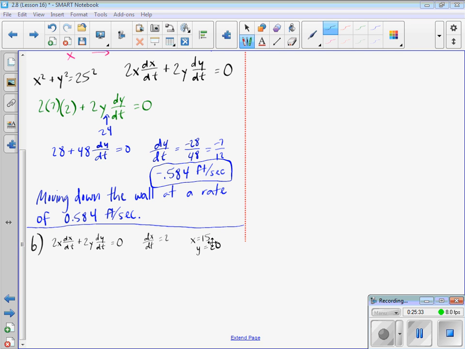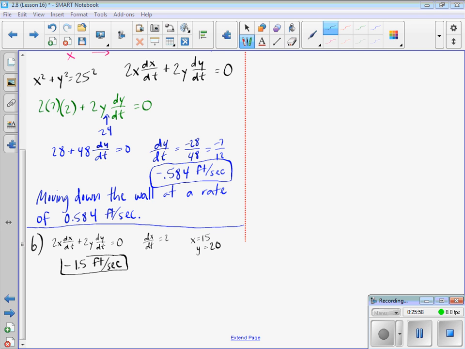So we get y is 20, and then you plug those in. What did we get for our dy dt? Does that reduce? Negative 1.5, and that would still be in feet per second, right? And you could still answer that, so it'd be moving down the wall at a rate of 1.5 feet per second, right? Okay, did anyone do C yet?